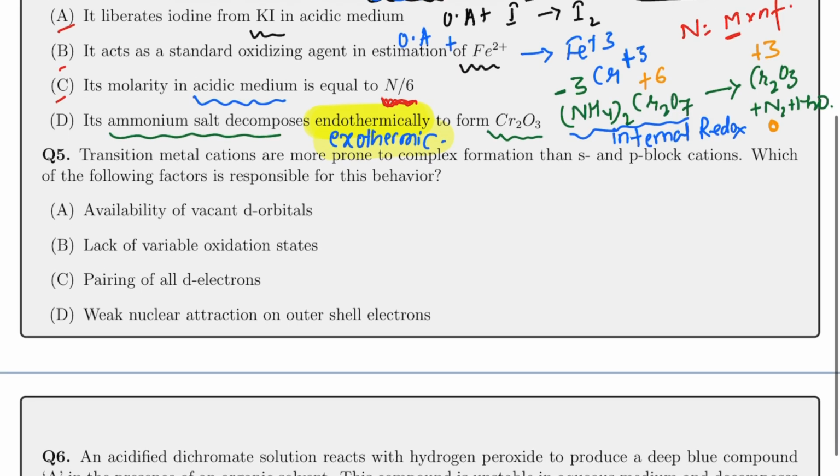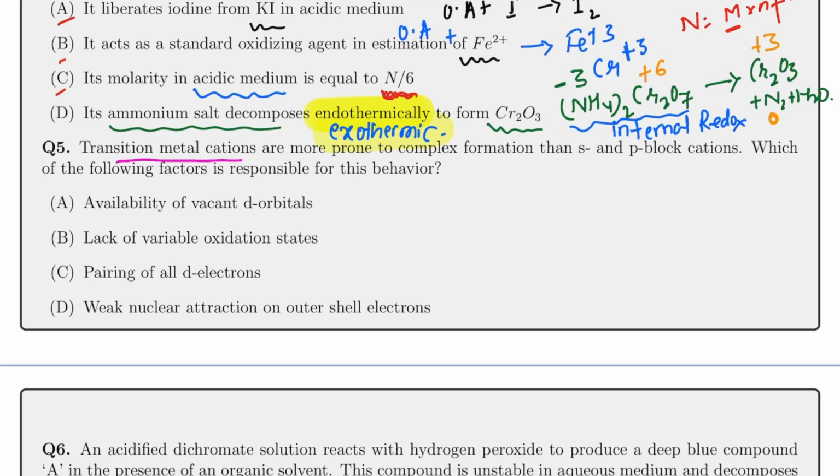Now, if I talk about the fifth one, transition metal cations are more prone to complex formation than s block and p block cations. What will be the responsible factor for that?